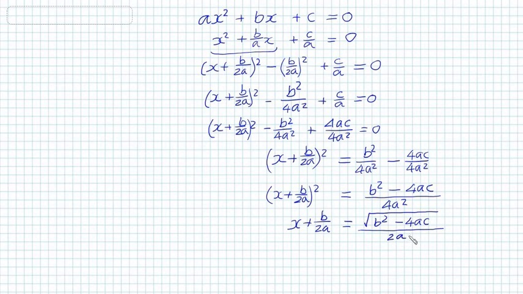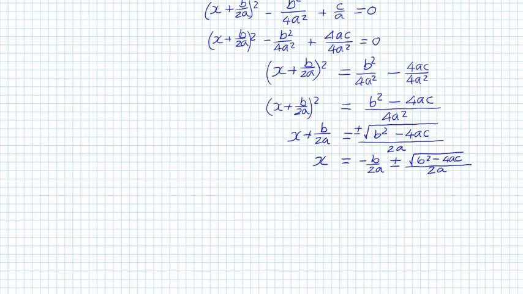which is 2a. And now remove the addition of b divided by 2a on the left hand side by adding negative b divided by 2a, and we get x equals negative b divided by 2a. And don't forget that when you take the square root you have a positive or a negative answer, so this becomes add or subtract the square root of b squared take away 4ac all divided by 2a.